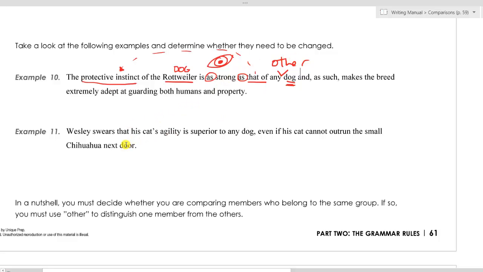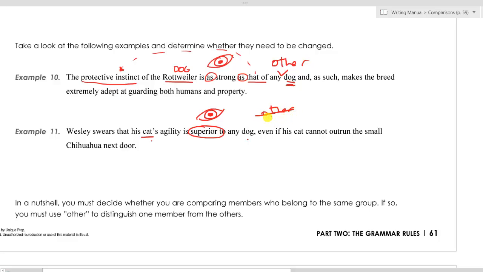In example 11, Wesley swears that his cat's agility is superior to any dog, even if his cat cannot outrun the small chihuahua next door. So that sentence is perfectly fine, right? Because we have a cat being compared to, "superior to." That's another comparison tip-off clue, by the way, that we didn't list before. The cat's agility is superior to any dog. So it's a cat being compared to a dog, so we do not need "other" in this sentence. So this sentence is perfectly fine.